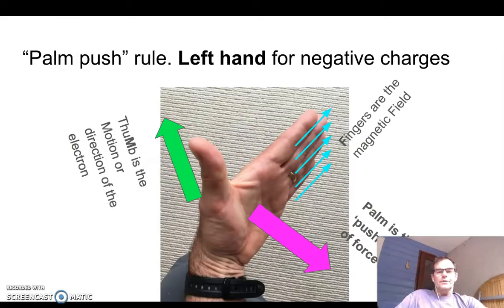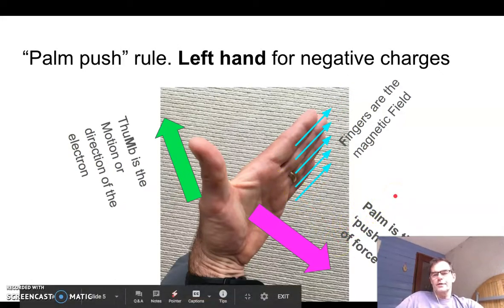To work out the direction of the force, there are various hand rules. I'm going to show you what's called the Palmer's push rules, which means that you use your left hand for negative charges. Your thumb is the direction that the electrons, the negative particles, are moving. Your fingers are the magnetic field, where it should go north to south. And the palm is the direction of push or force. And that works, the left hand works for negative charges.